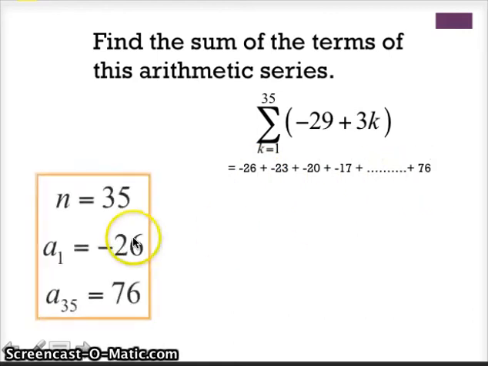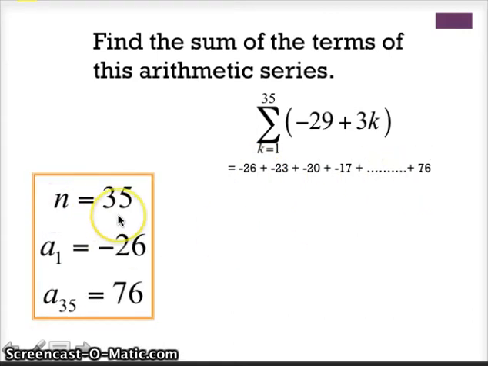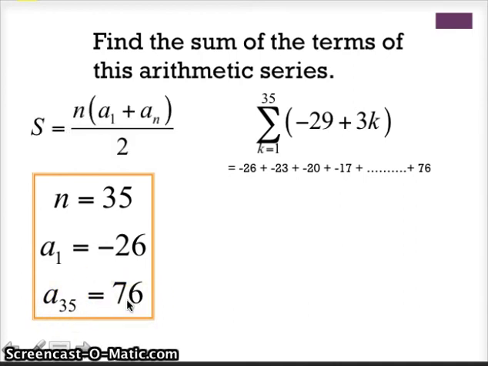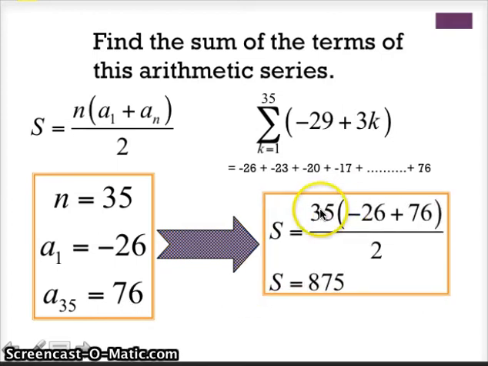So in this series, we can see that n, the number that we're trying to add to, is 35, and that the first number in the sequence is 26, and that when you plug in 35, you get -76. So we're going to use the formula, and we're going to plug in. Okay, and we have the first term 26 plus the last term -76, divided by 2, and then times 35. And the sum of the series is -875.